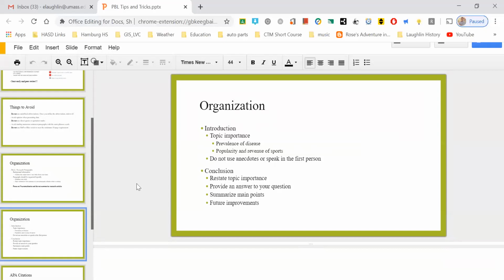With the conclusion, you want to restate your topic, why it's important, and provide an answer to your question. So after you've presented all this data, what were the results? What was the answer, or is there no answer to your question? What did you find out? Summarize the main points that you've referred to throughout your paper, and your conclusion sentence or your last few sentences should be hinting at future improvements.